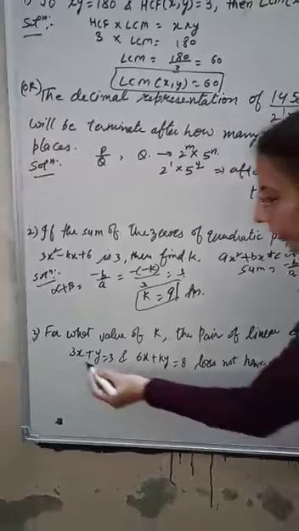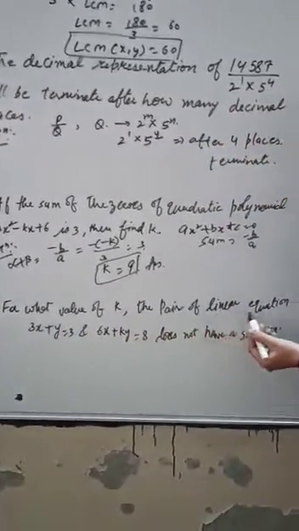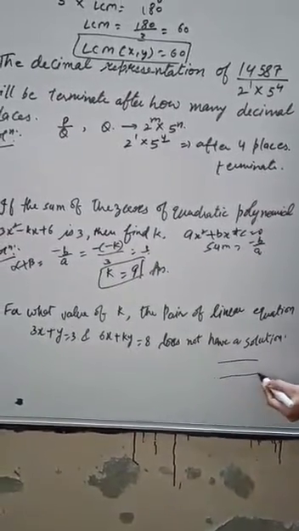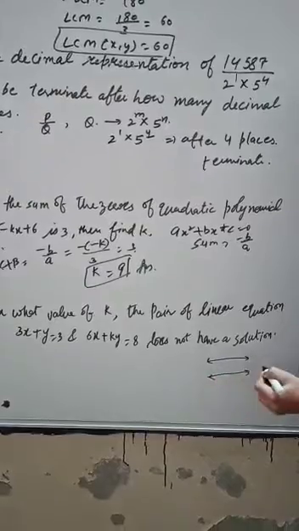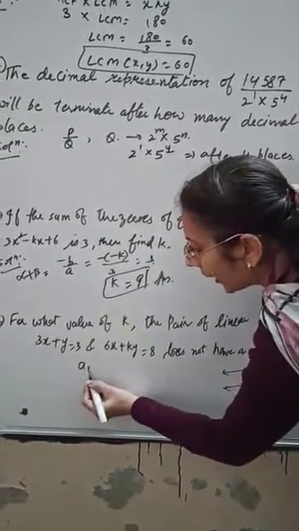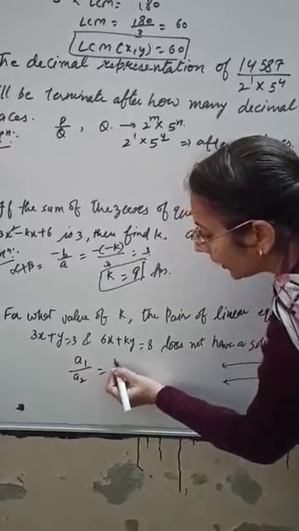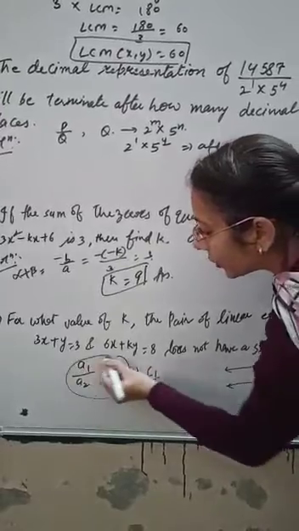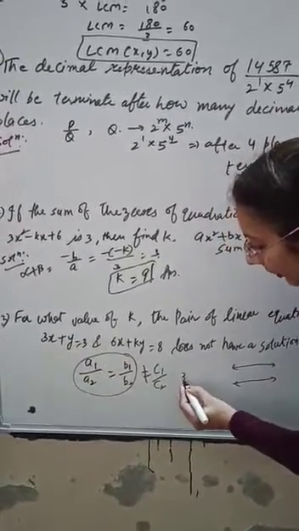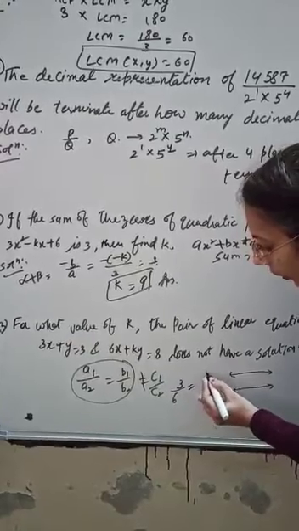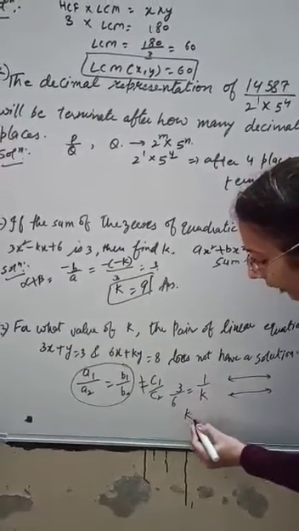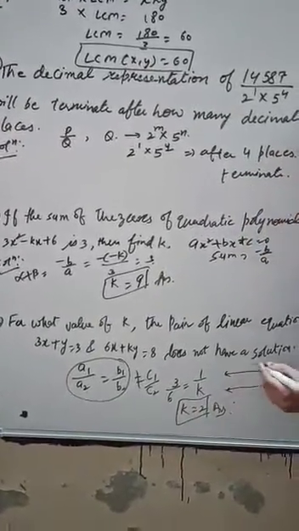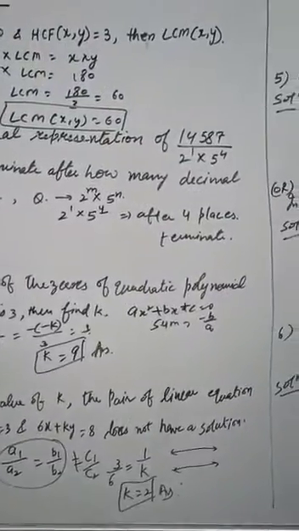Let us see the next question. For what value of k does the pair of linear equations not have a solution? If it does not have a solution, this implies the two lines will be parallel to each other. In the parallel condition, we know that a1 upon a2 is equal to b1 upon b2 and not equal to c1 upon c2. By taking these two ratios equal, 3 by 6 is equal to 1 by k. By cross multiplying, we find that k is equal to 2. That is the answer for which these lines have no solution.